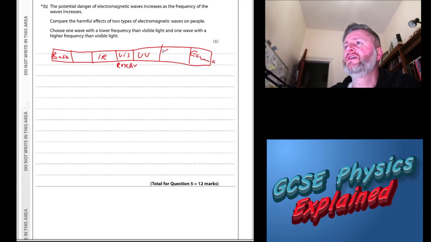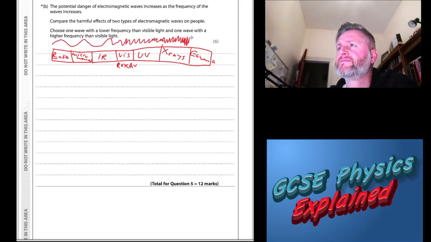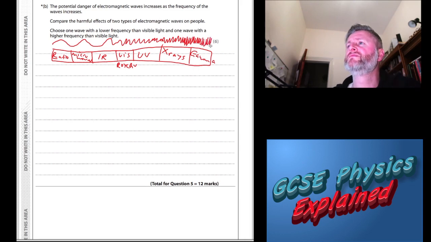Next to that is a wave which is pretty short as well, X-rays, and that just leaves microwaves over here. So one wave with a lower frequency, so over here the waves are long, and as you start getting over here, the waves have got much more energy and much higher frequency. So choose a wave with a lower frequency than visible light. So it's any of these bad boys.